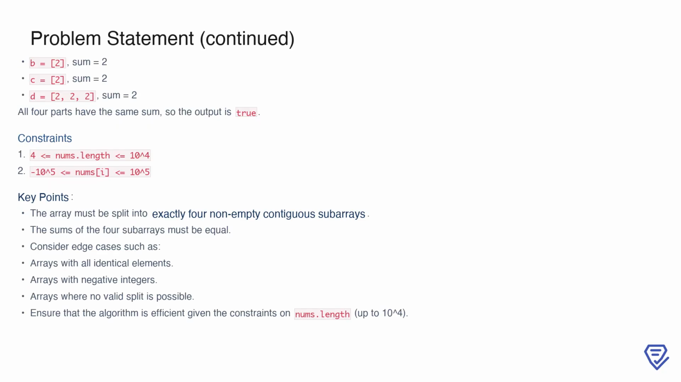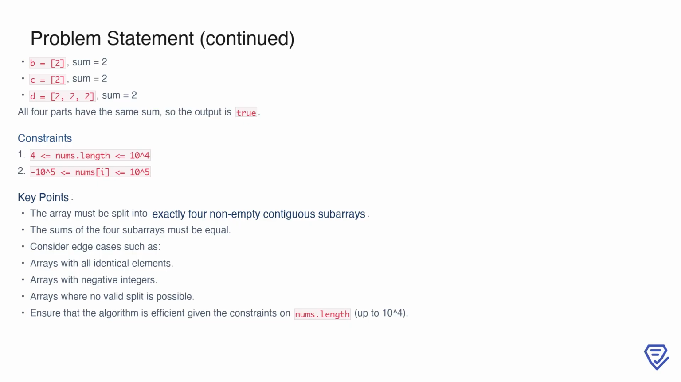Finally, let's examine one more example where the input array is 2, 2, 2, 2, 2, 2, 2. Here, the output should be true. We can split the array as follows: A could be 2, with a sum of 2, B could be 2, also with a sum of 2, C could be 2, again with a sum of 2, and finally, D could be 2, 2, 2, which also sums to 2. Since all four parts have the same sum, the condition is satisfied, and the output is true.